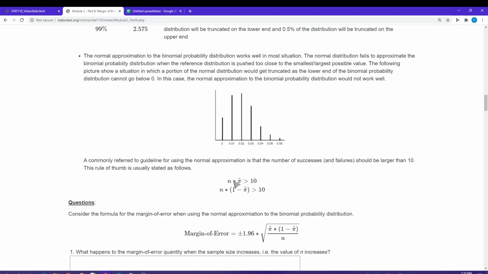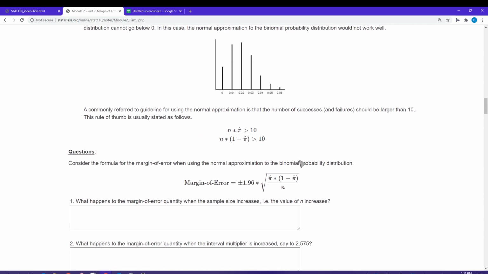So in our example, we would be taking 625 and multiply that by 0.56, I believe was our value from the poll. If that quantity is bigger than 10, and also I need to multiply n times 1 minus that 0.56, if that value is also bigger than 10, then it is acceptable to use the normal curve approximation to the binomial distribution.